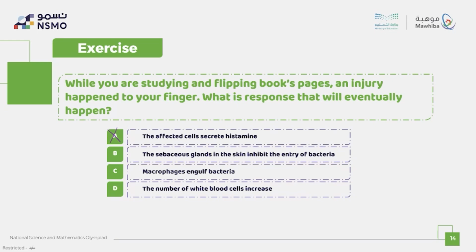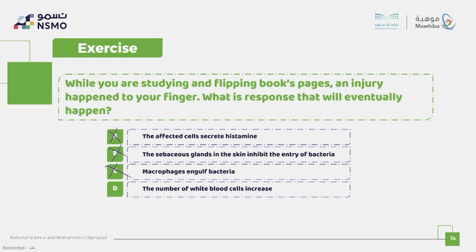Okay, what about B? The sebaceous glands in the skin inhibit the entry of bacteria. Sebaceous glands protect by oil secretion, but this is a natural barrier before the injury, not a reaction after the injury. So this one would also be wrong. Move on to C. Macrophages engulf bacteria. Macrophages do engulf bacteria. However, this is a localized early defense, not the final overall body response. So that would also be wrong.